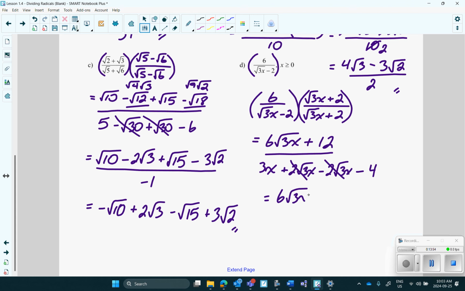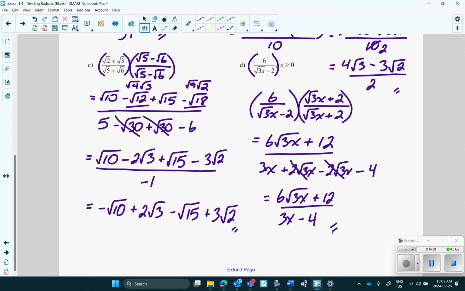So right now, I've got 6 root 3x plus 12 over 3x minus 4. Look at all of the non-radicals. Can you reduce all of them? Is there something that you can make them all smaller? 2? All of them? Oh, no. Can't make that one, which means you can't reduce. See that? Okay. So that's what we call when we divide by a binomial radical.